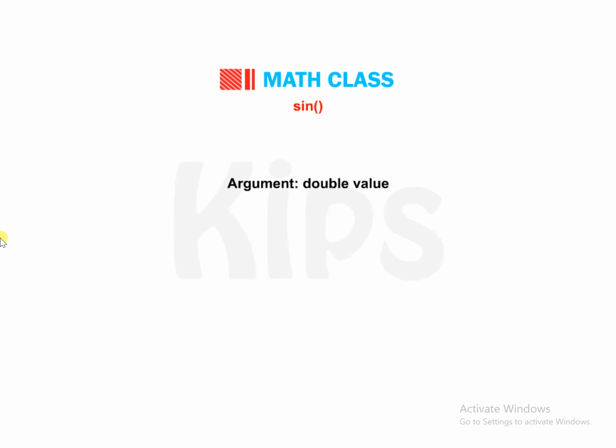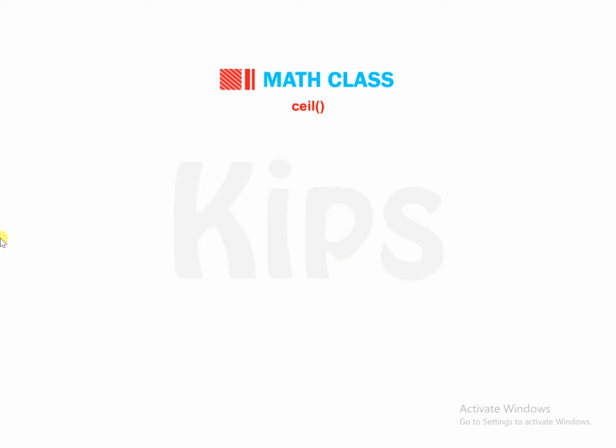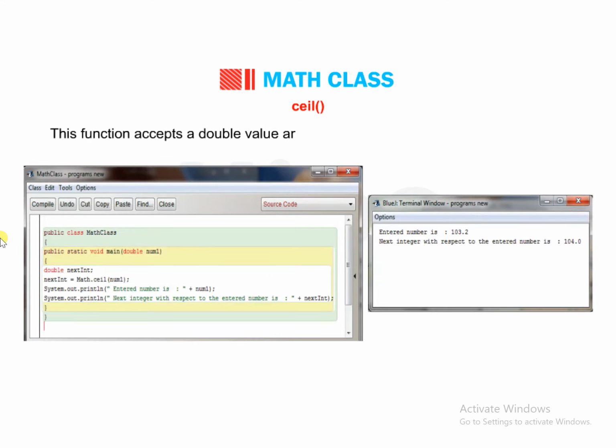sin(), argument: double value, return type: double. This function accepts a double value that represents an angle in radians. It returns the sine value of the passed argument. ceil(), argument: double value, return type: double. This function accepts a double value and returns the integer value that falls after it. It returns the result in double format.